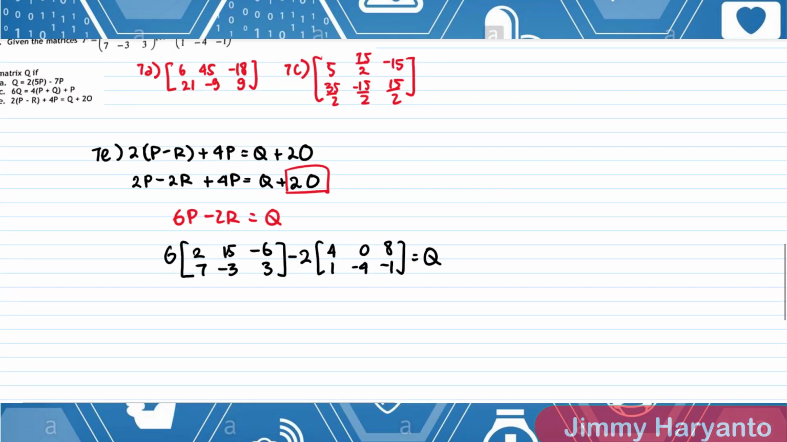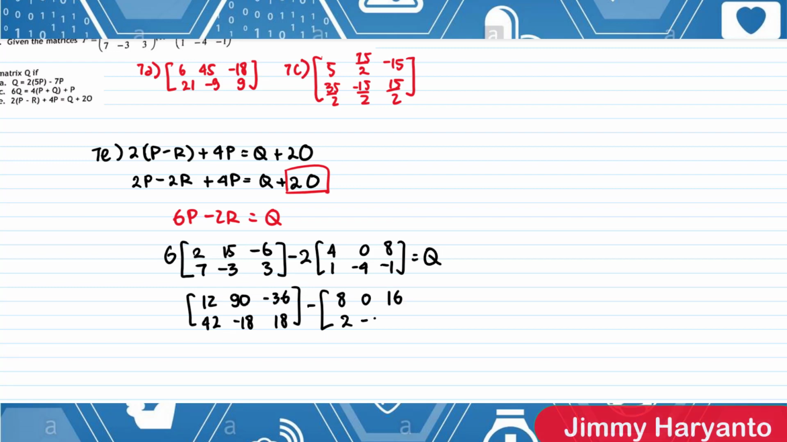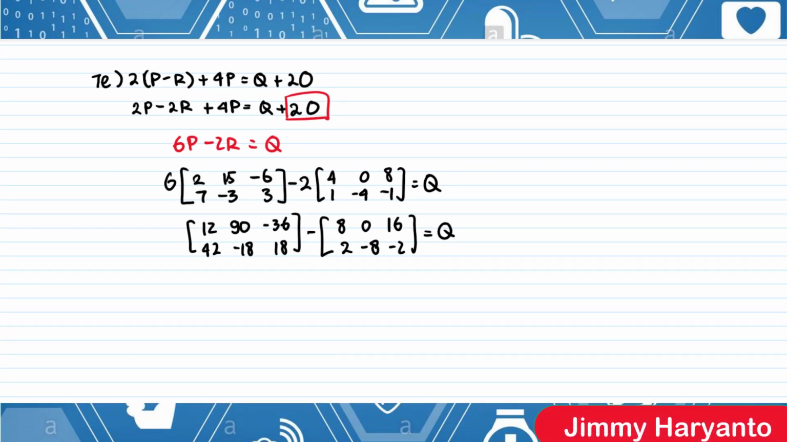After that, you will get the q directly. So the first one is 12, and then 90, minus 36, 42, minus 18, and then 18 minus, we can multiply the 2, 8, 0, 16, 2, negative 8, and negative 2 equals q. After that, we can subtract: 12 minus 8 equals 4, 90 minus 0, 90, negative 36 minus 52, and then this one is 40, that one is negative 10, and the last one is 20 equals q. There you go.